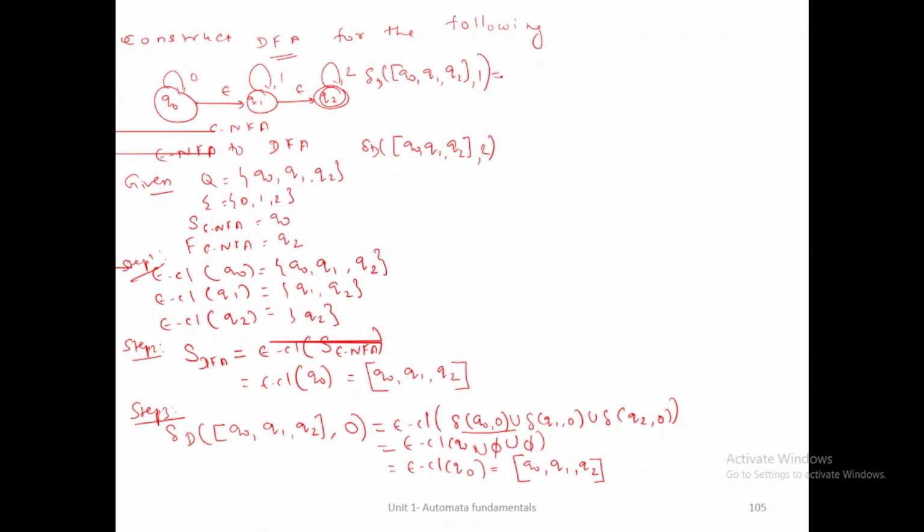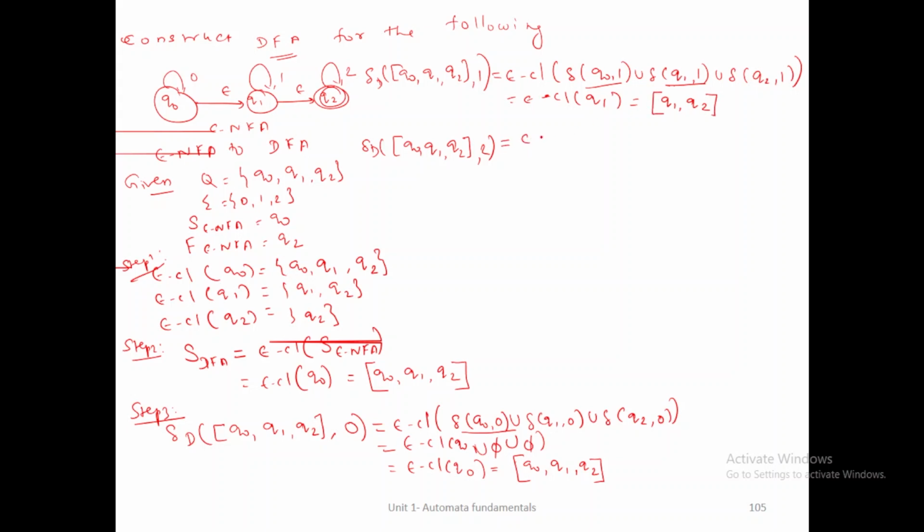Then you should calculate it for 1. The same formula: epsilon closure of tilde of Q0 1 union Q1 1 union Q2 1. Q0 1, there is no answer. Q1 1, Q1 is there, so epsilon closure of Q1. Q2 1, there is no answer. What is epsilon closure of Q1? The answer is Q1, Q2. This is a resultant DFA state, so that should be written within square brackets.